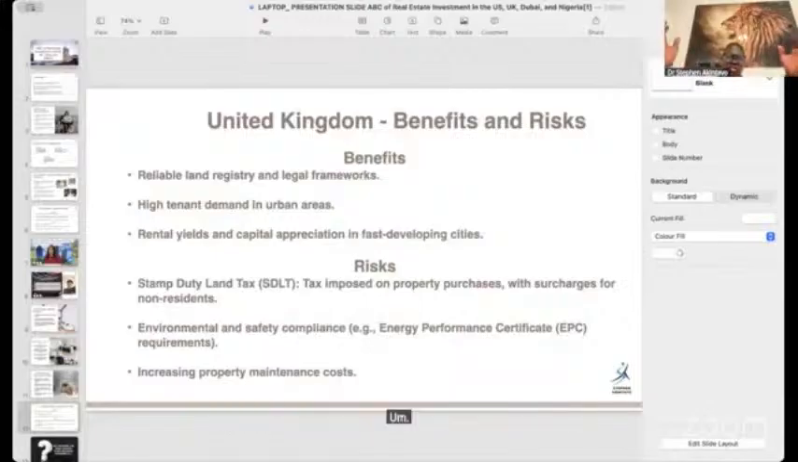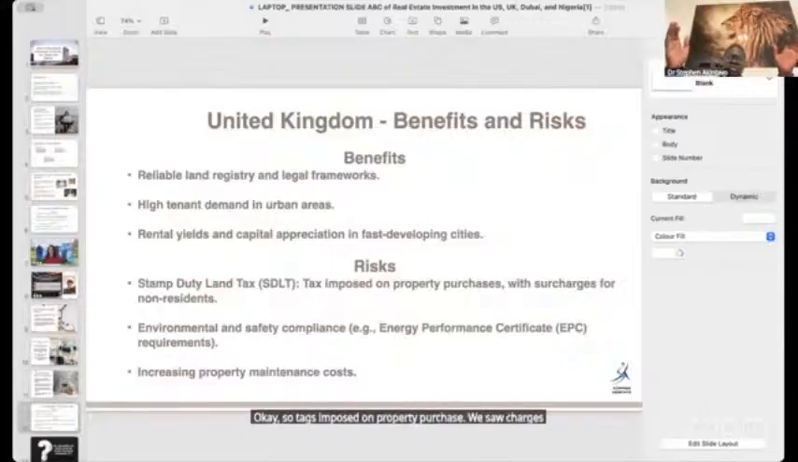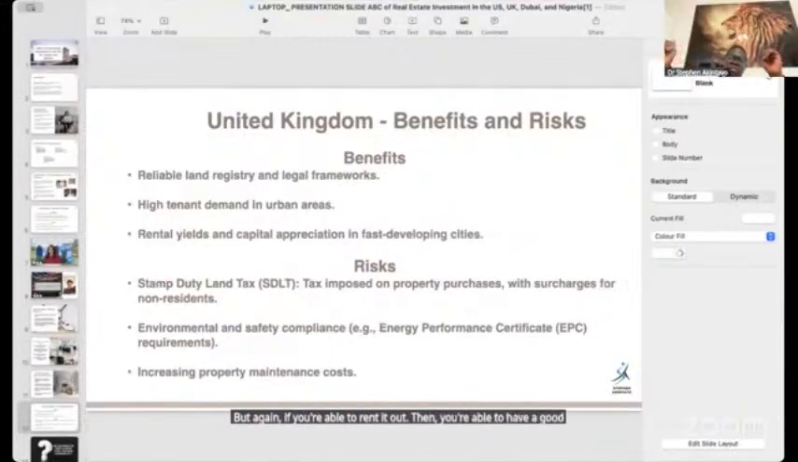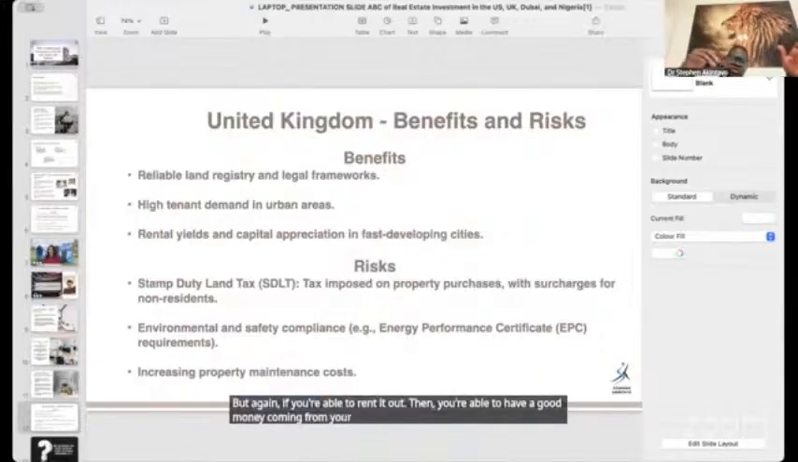So what are the risks? Stamp duty land tax: tax imposed on property purchase, with surcharges for non-residents. The UK, as you all know, is tax, tax, tax. But if you're able to rent it out, then you have good money coming from your rental to cover your tax.